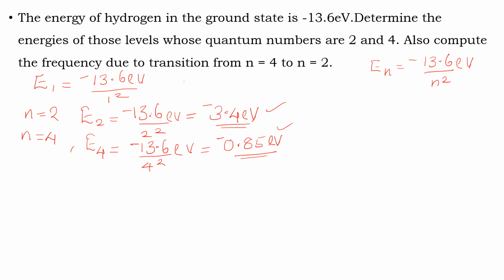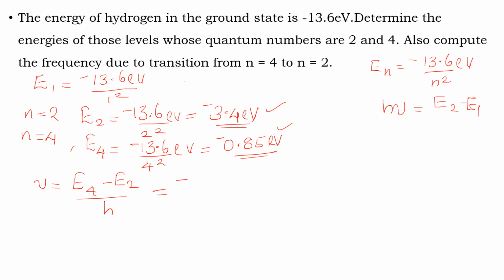When a transition takes place between different energy levels, radiation of frequency nu is emitted. According to the Bohr condition, h nu is equal to E2 minus E1 when a transition takes place from the second state to the first state. Here the transition takes place from the fourth state to the second state. That is, E4 minus E2 is equal to h nu, or the frequency of radiation emitted during this transition can be represented as nu is equal to E4 minus E2 divided by h.